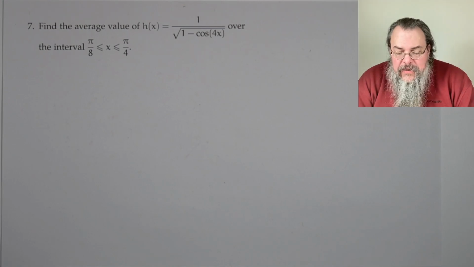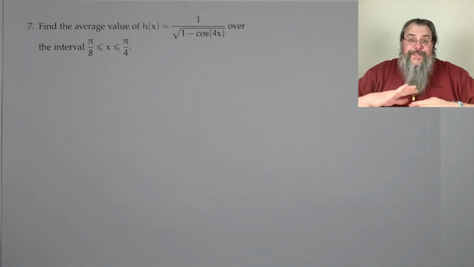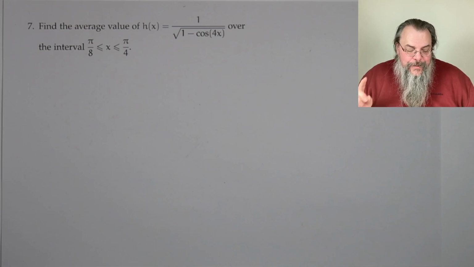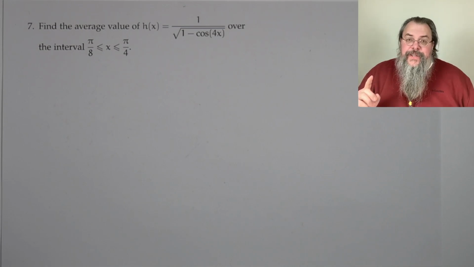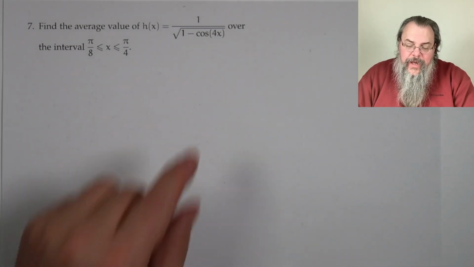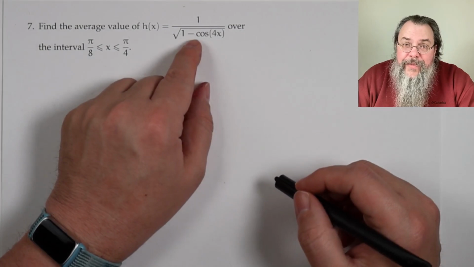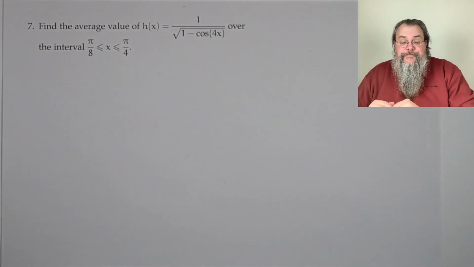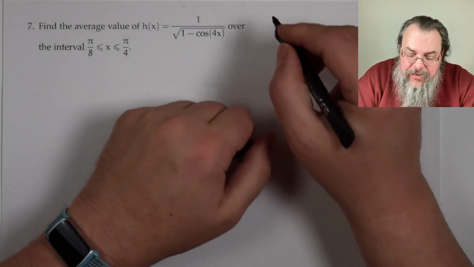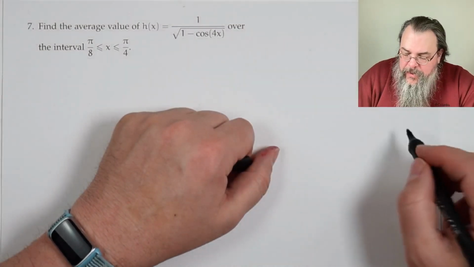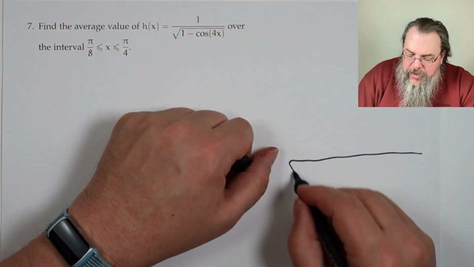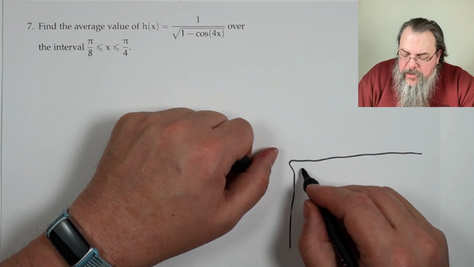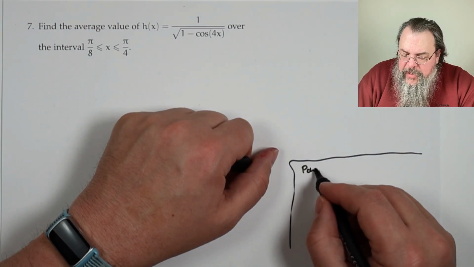Now, it turns out that hope is not lost, because there is something that looks like a 1 plus or minus a cosine and looks like a square. So let's remind ourselves of, well, let's do it down here in the corner. So we'll start with our power reduction.